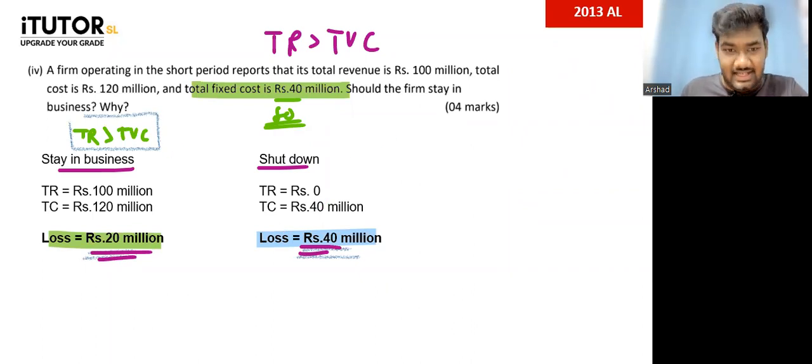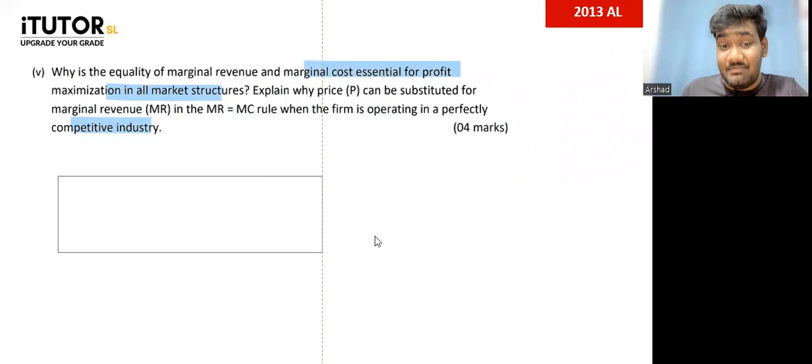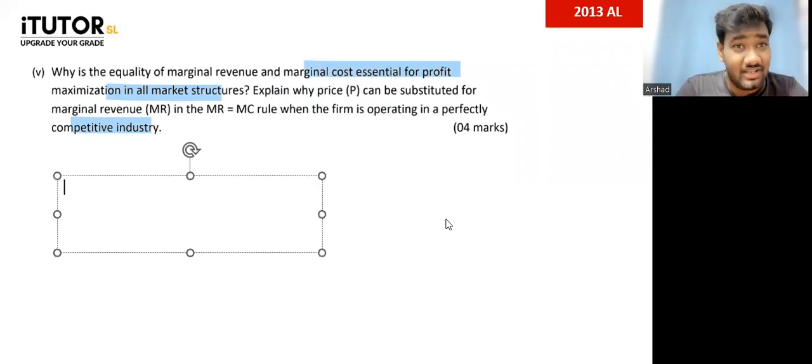Right. Last one. Why is the equality of marginal revenue and marginal cost essential for profit maximization in all market structures? Explain why price can be substituted for marginal revenue in the MR equals MC rule when the firm is in a perfectly competitive industry. Okay. So, first of all, why is MR equals MC the profit maximizing quantity? Now, I did explain this last week, in all 3 classes on Tuesday, on Thursday, and again in the doubt clearing session also I would have explained.